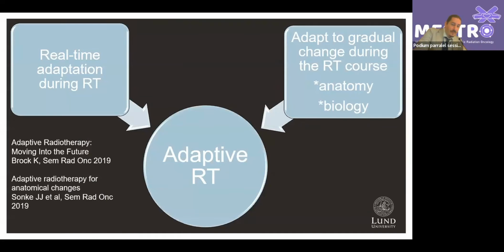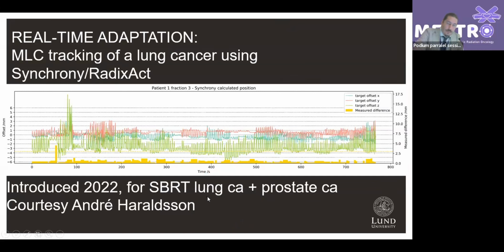If we look at the adaptive ideas, I think basically we have two main uses: real-time adaptation, and adaptation during the course of radiotherapy. I will discuss some of these ideas during this talk. In our department, we introduced real-time adaptation last year with the tracking system on the Radixact.